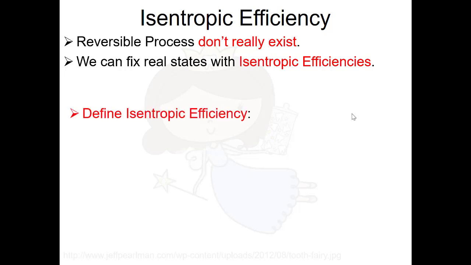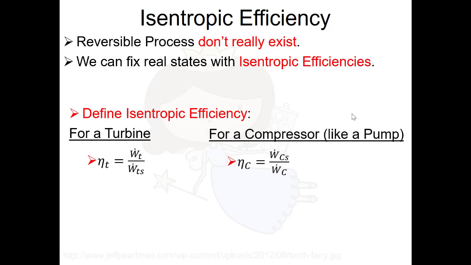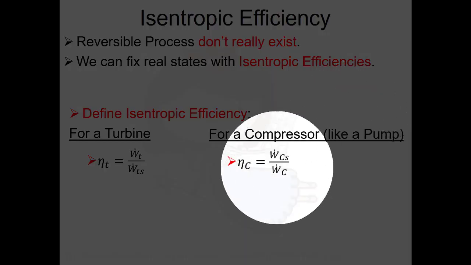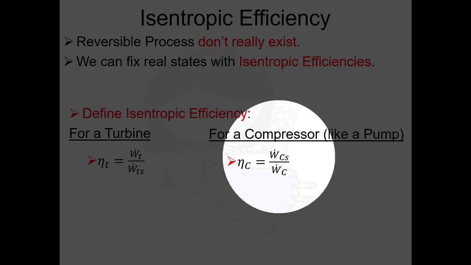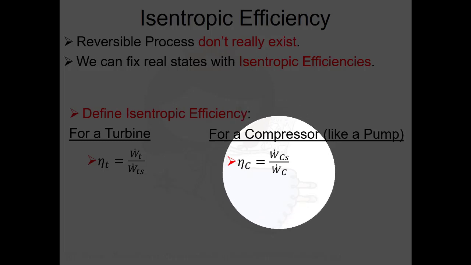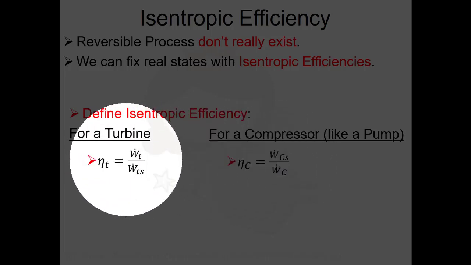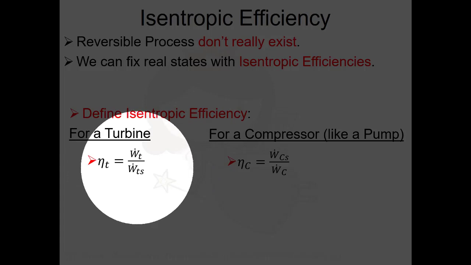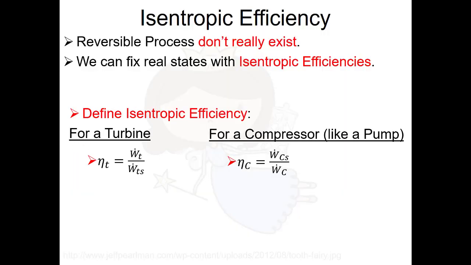And even though these ideal processes don't exist, they still tell us the limit of what's possible, right? So it's still important to know the best case scenario. We can define isentropic efficiencies for turbines and for compressors. Compressors look just like pumps. So here the ideal compressor consumes less power than the real compressor. But in terms of the turbine, the ideal turbine produces more power than the real turbine, right?